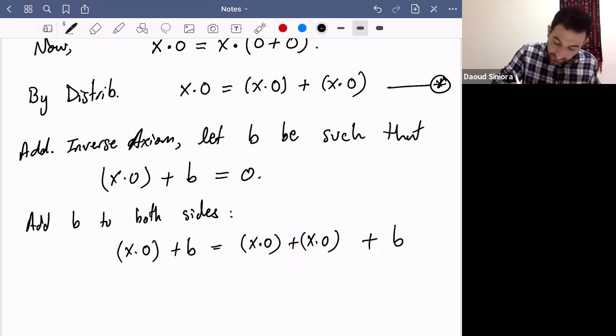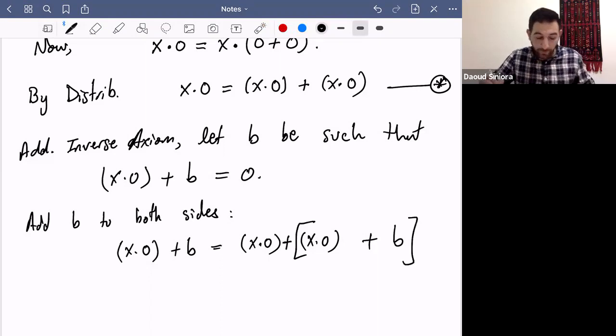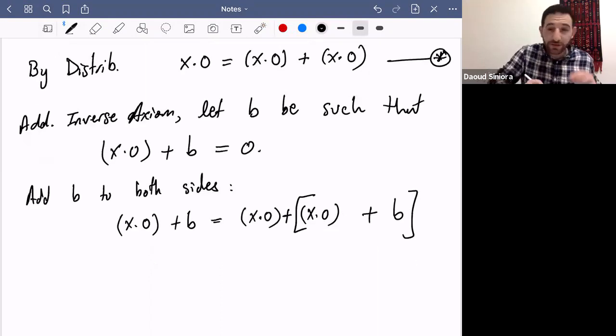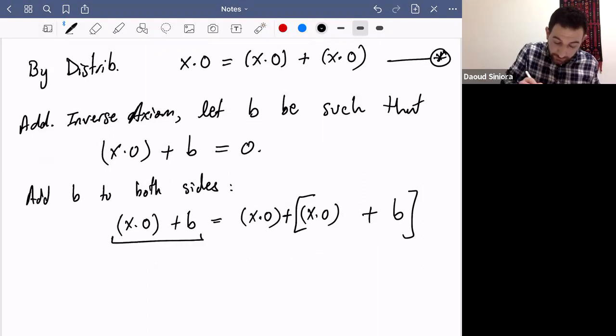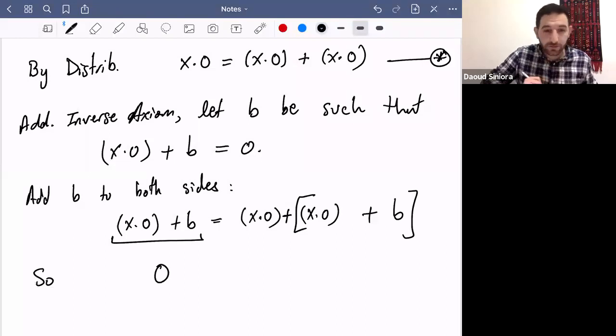We can add these. So this is plus, and we can add these two first. Now, by choice of B, what do we know about B? B was the additive inverse of x times 0. So the left-hand side is 0 because B was chosen to be the additive inverse of x times 0.